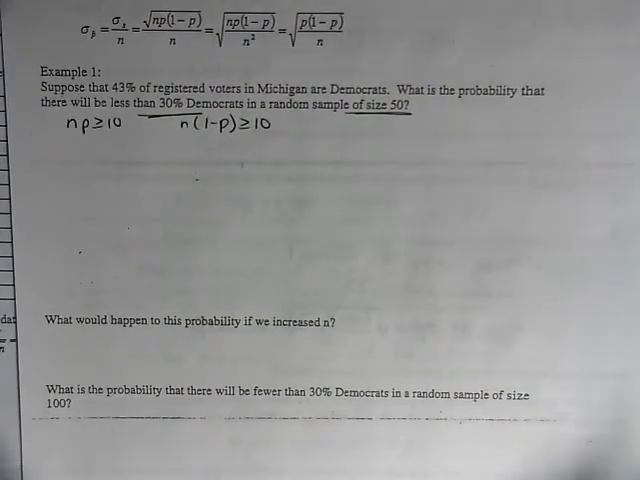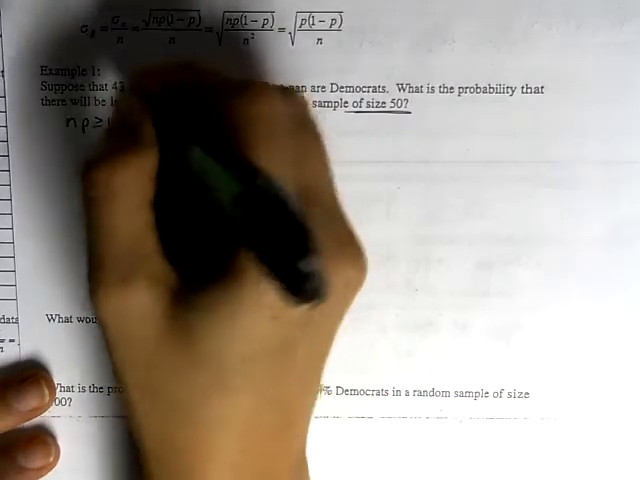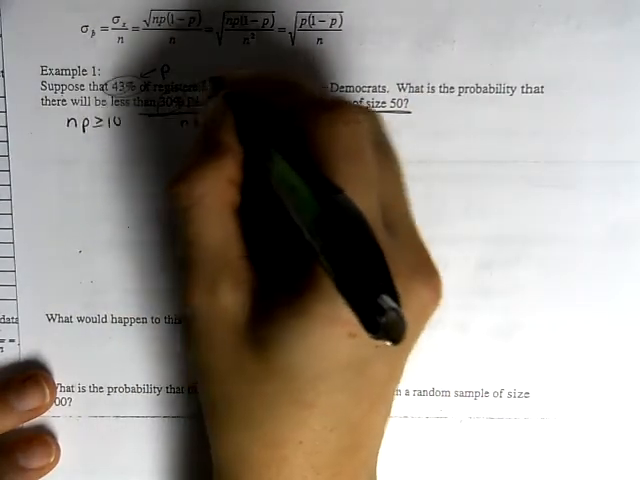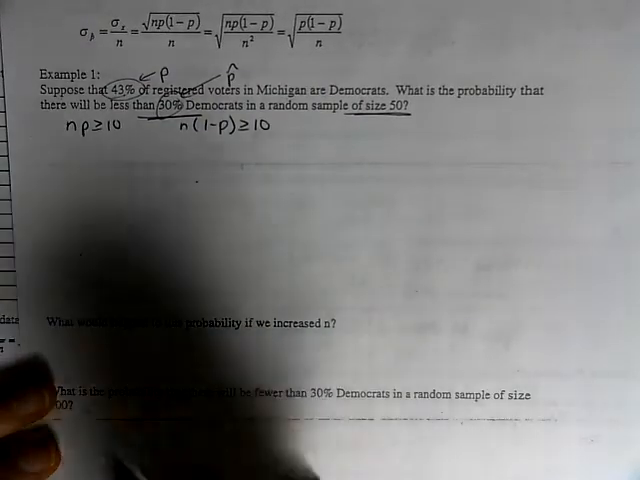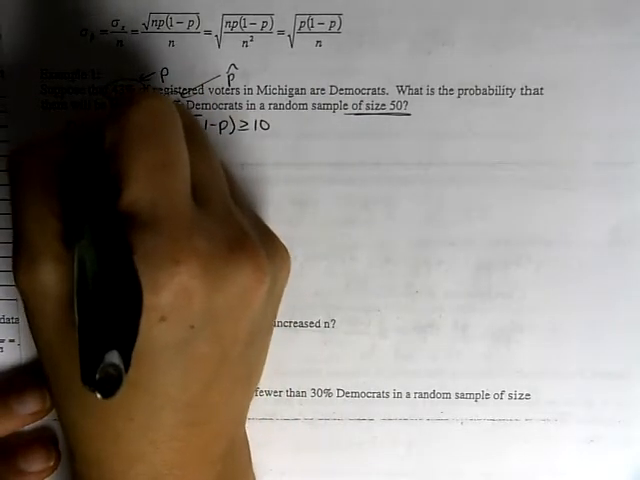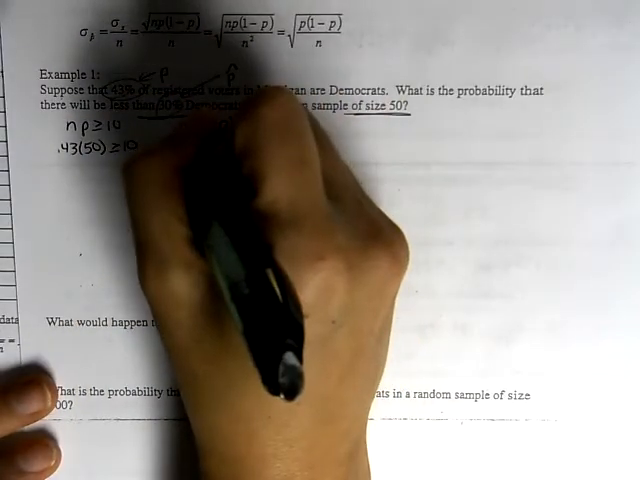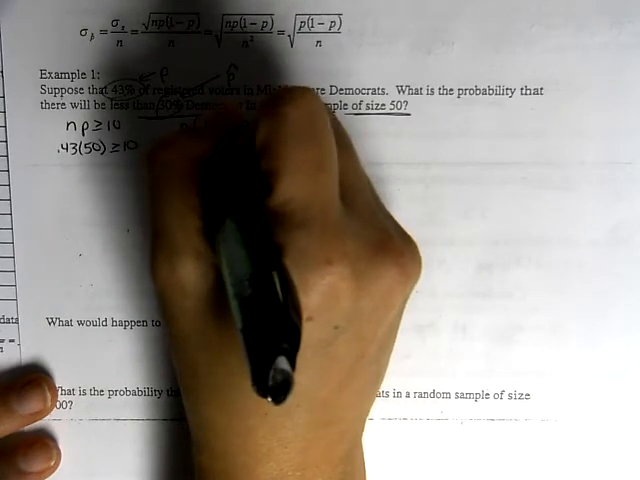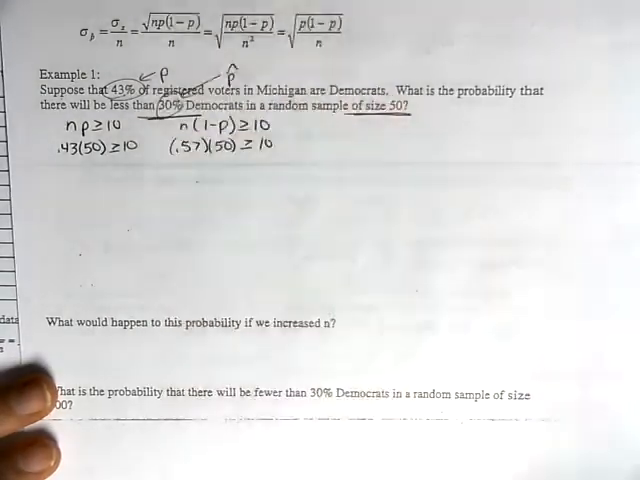The thing that is annoying is you have to do this. Before we could just say, oh, n's greater than 30, we're good. So you want to look at, though, your actual p value. This is p, this is p hat. Okay, so we got to look at that 43%. So 0.43 times 50 has to be greater than or equal to 10, and 0.57 times 50. I'm doing this in the wrong order. That's okay. Has to be greater than or equal to 10.